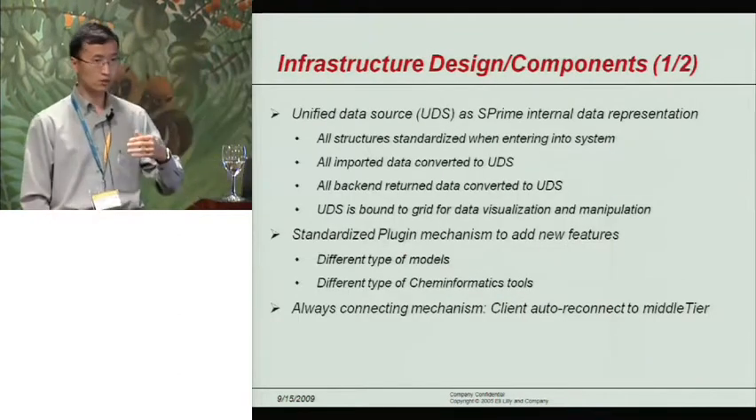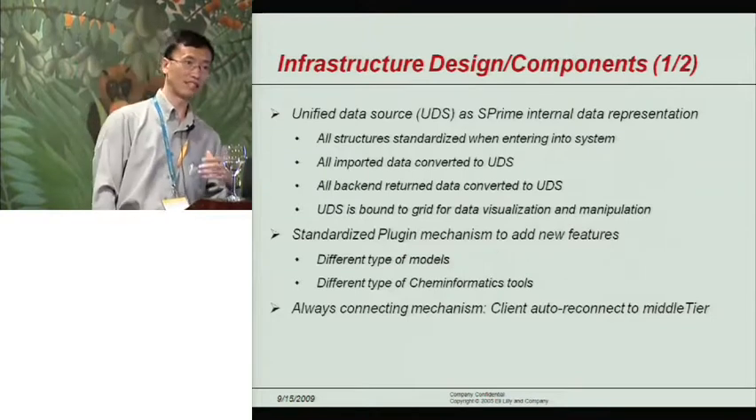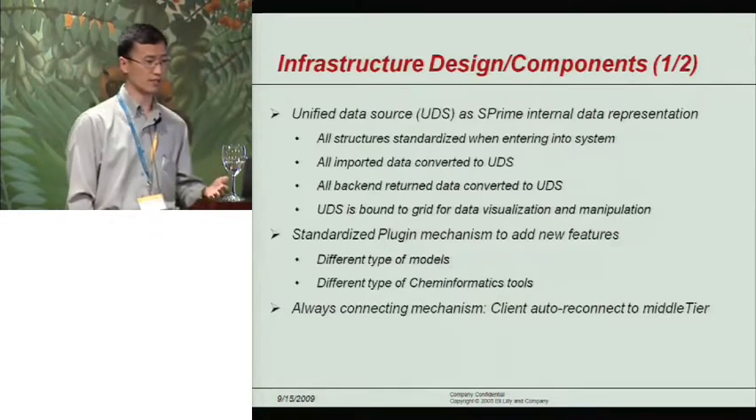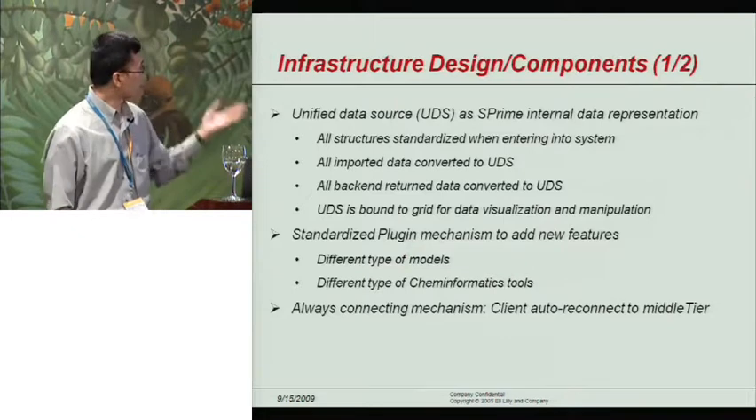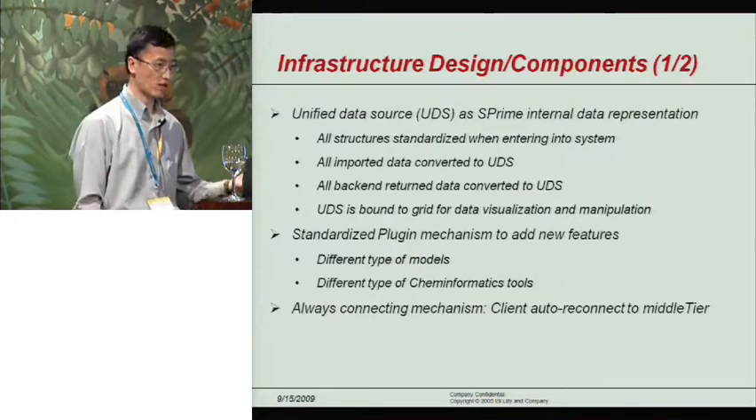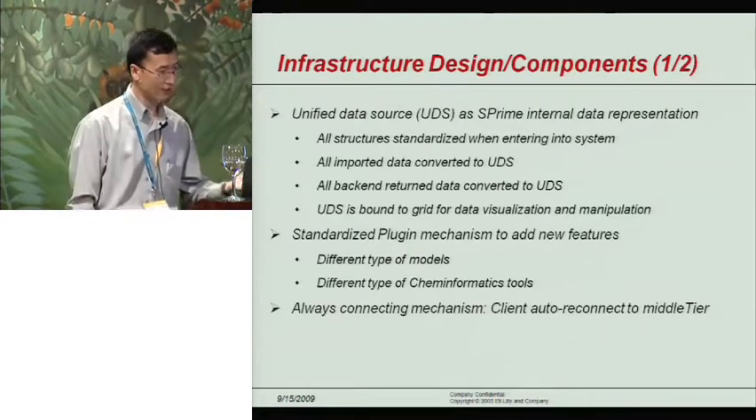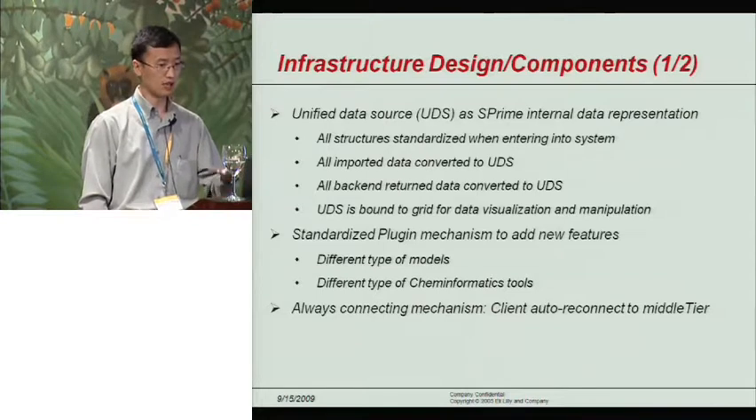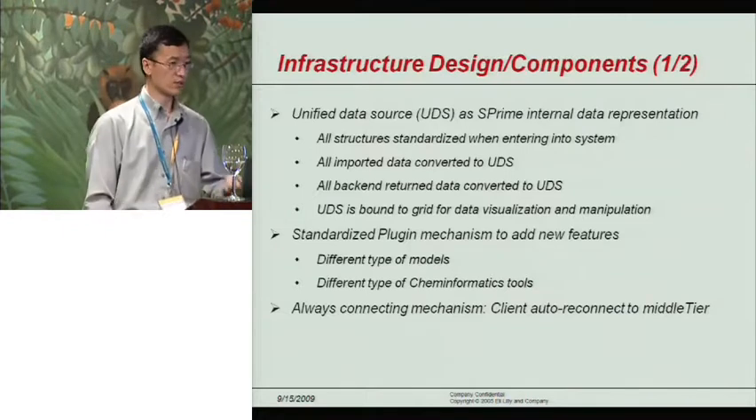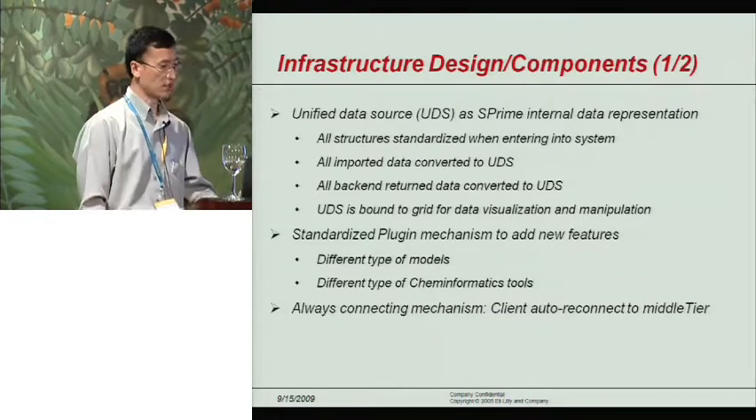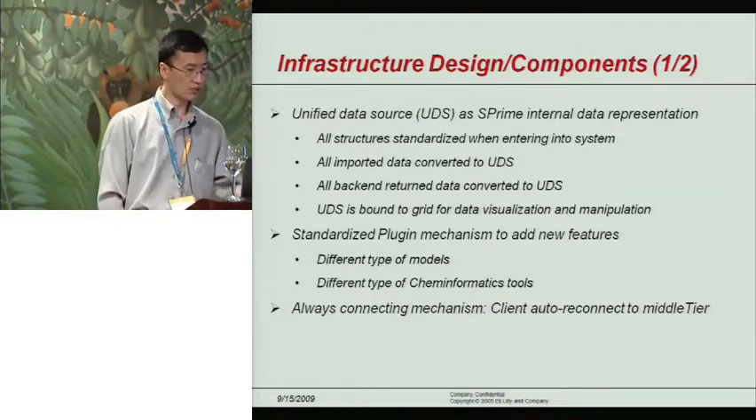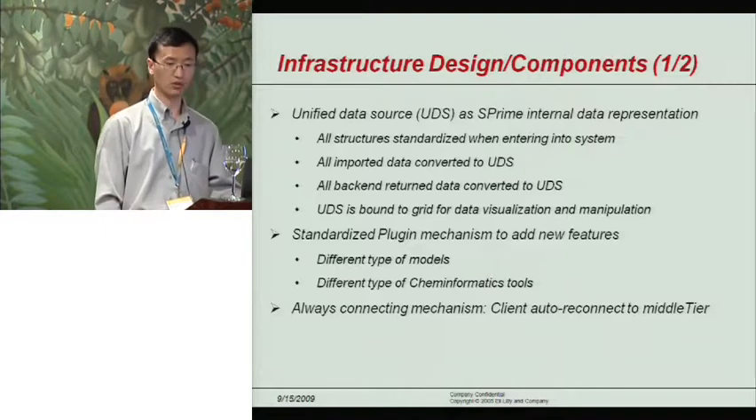To do that, to increase the data exchange, we define the unified data source as our SPrime internal data representation. Basically, with some rules, all structures get standardized when they enter the system, and all the imported data or structures are converted to this, which we call UDS, and all the backend returned data is also converted to the UDS. So this UDS is really just a single data representation, and we bind this UDS to a data grid for data visualization. And we also have a standardized plugin mechanism to add new features.